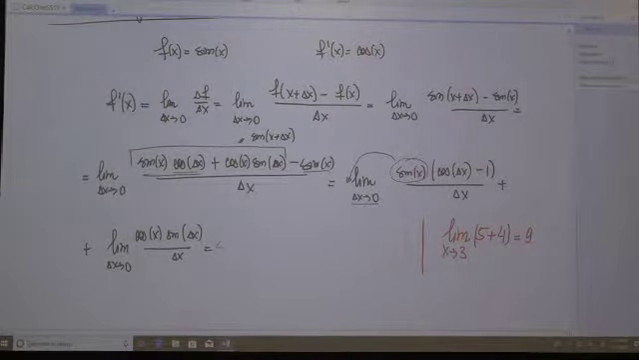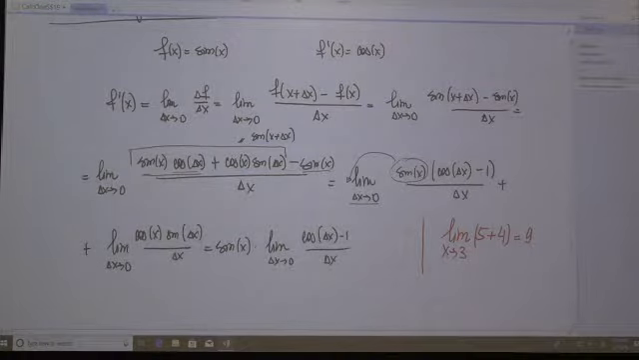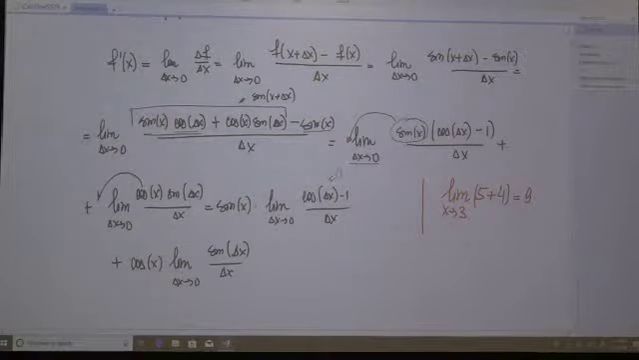We can write this as sine of x multiplied by the limit as delta x goes to 0 of (cosine of delta x minus 1) over delta x, plus, here the same, I can take cosine of x out of the limit, and it will be the limit of sine of delta x over delta x, where delta x goes to 0, right? And yesterday we said that this limit is equal to 0, and this limit is equal to 1. So that is why sine x multiplied by 0 plus cosine x multiplied by 1 is equal to cosine of x, right?